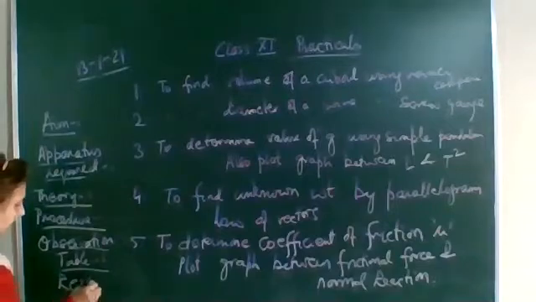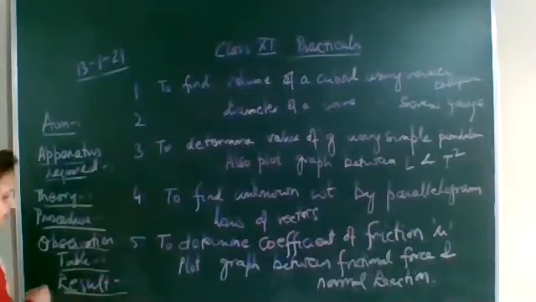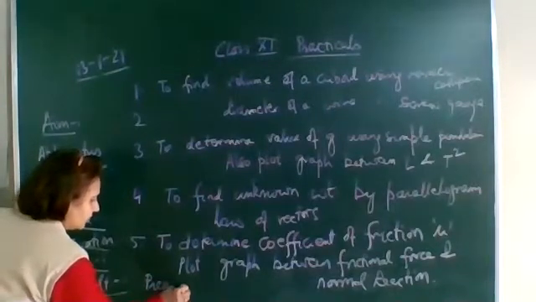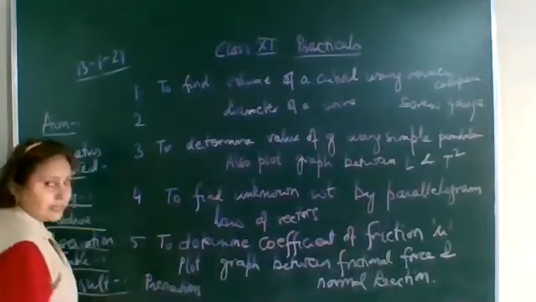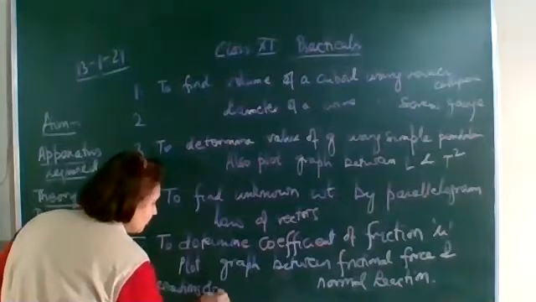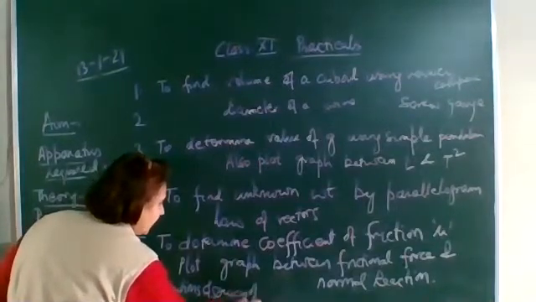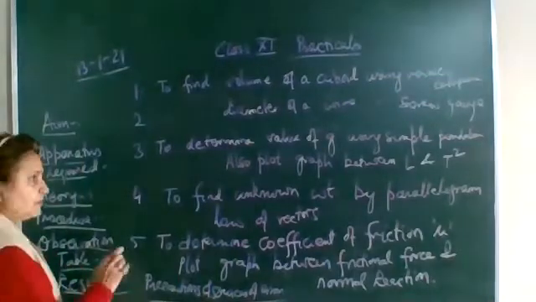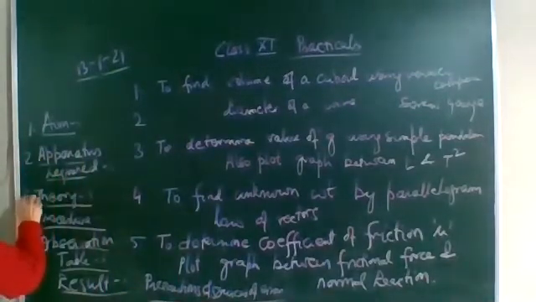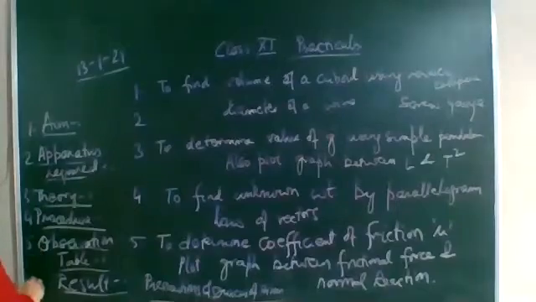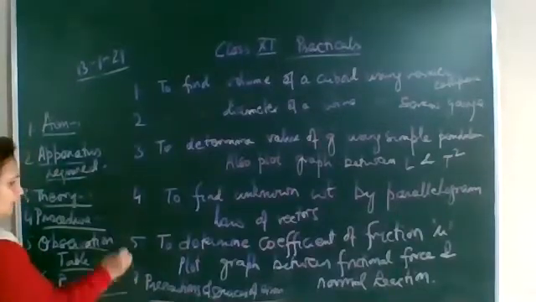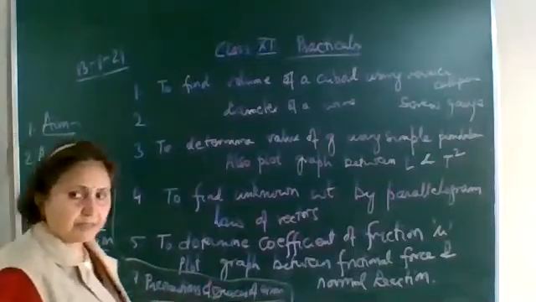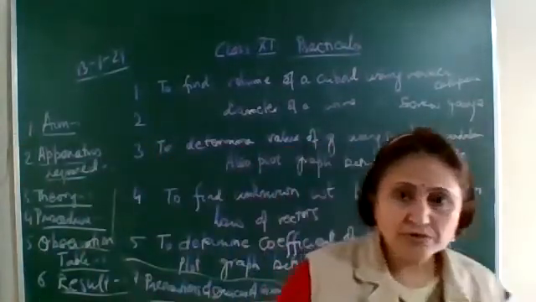Then you will write the result. The next heading should be result, and the next heading should be precautions while doing the experiment. What precautions you have to take? Precautions and sources of error. So these should be the headings. Seven headings should be there, and you will write the experiments. So these 5 experiments, write in your practical notebook.